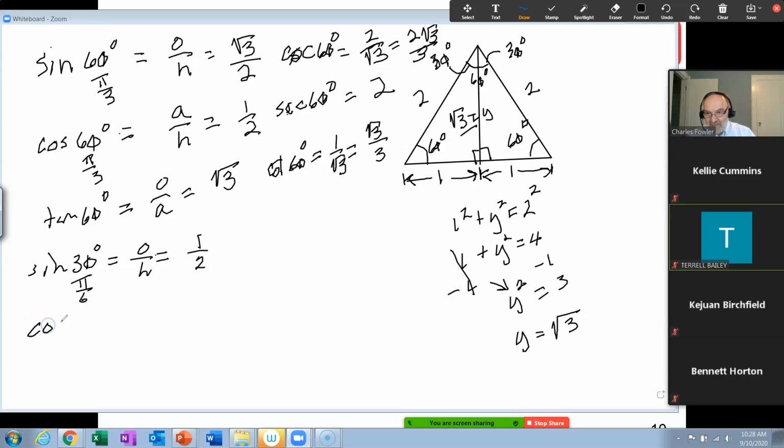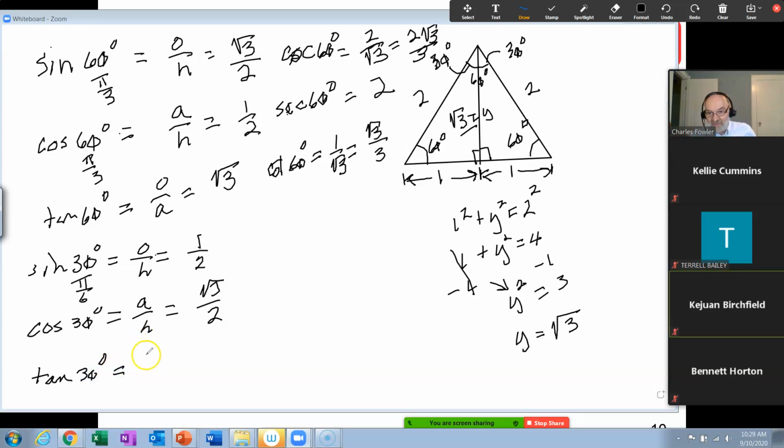Let's do cosine of 30 degrees. That's adjacent over hypotenuse. And what's the adjacent side for this 30-degree angle? Anybody? This is square root of 3. And what's its hypotenuse again? 2. Square root of 3 over 2. That's an ugly looking 3, but it just doesn't draw threes well. Go on and do the tangent of 30 degrees.